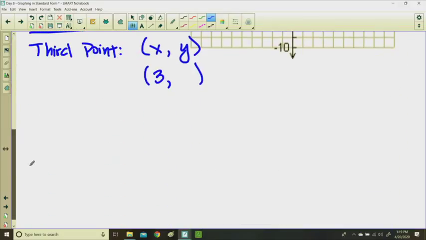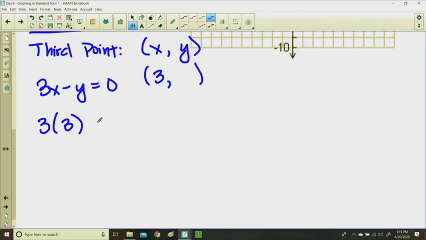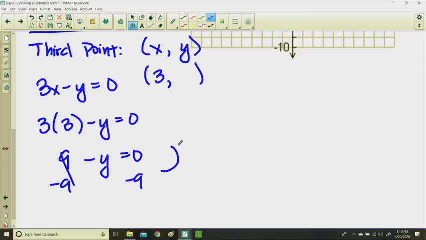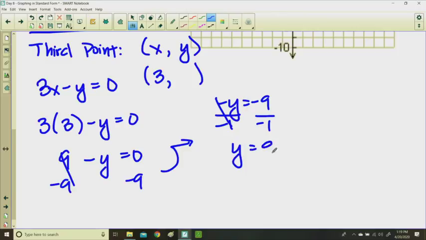So I'm going to go ahead and look at my equation, which was 3x minus y is equal to 0. What I'm going to do is put in 3 for x. So I'm going to have 3 times 3 minus y equals 0. Now all I need to do is get y by itself. 3 times 3 is 9, minus y equals 0. Subtract 9 on both sides. I'm going to get negative y equals negative 9. Divide by negative 1 on both sides. And get y is equal to positive 9.